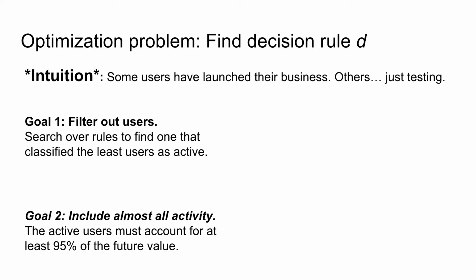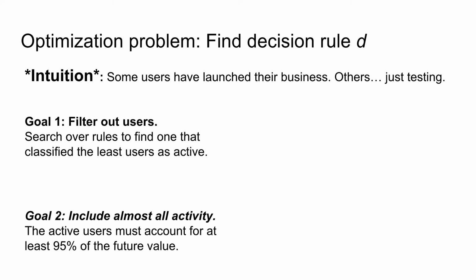So the intuition is there are some users that have launched their business, and we want to pick those ones out, and we want to use those ones for our metrics, so we want to filter them out of analyses to kind of clean up noise and various other things. So the idea of filtering is we want to get rid of users. Right? So our problem is we actually want to come up with a rule that classifies the least number of users as being active. Right? It sounds kind of counterintuitive. And if we don't put anything else on the problem, then we can just say every user is not active. Right? But that's not interesting.